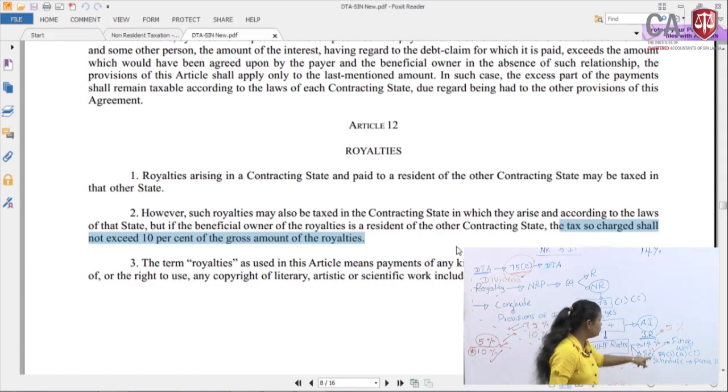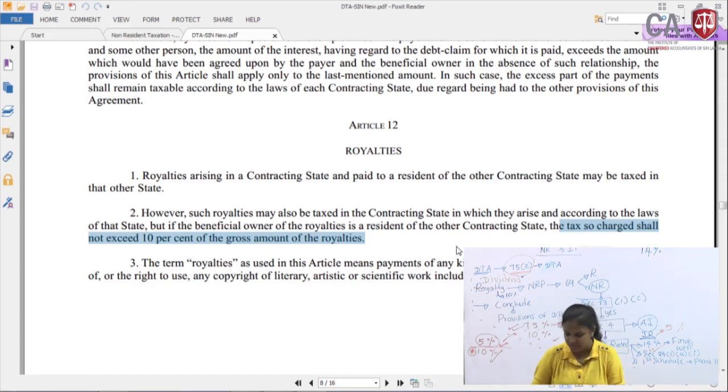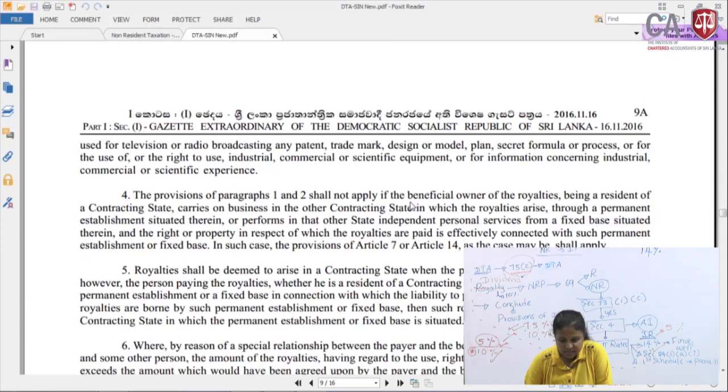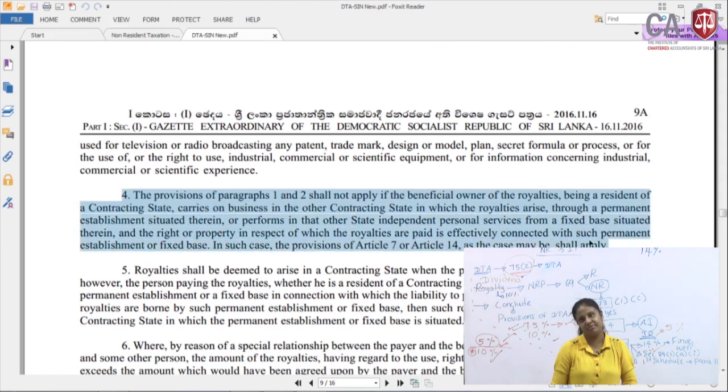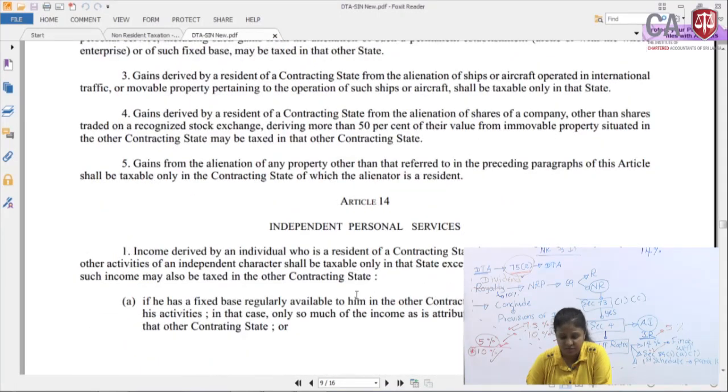Now, we are having a 14%. We cannot apply 14%. We should apply the treaty rate for royalty. What's the rate? It's 10%. It is the 10% of income tax. Okay. The definition of the royalty is given. Again, paragraph 4 is the same thing. If it is attributable to the permanent establishment, you should compute it under the business income. Okay. Article 13 I have discussed.